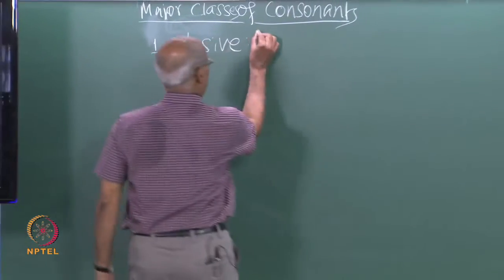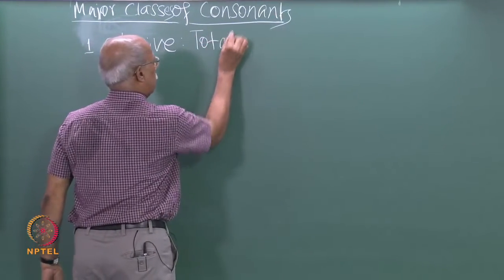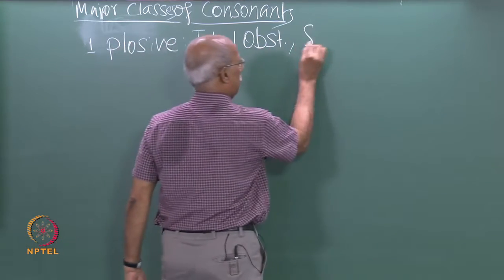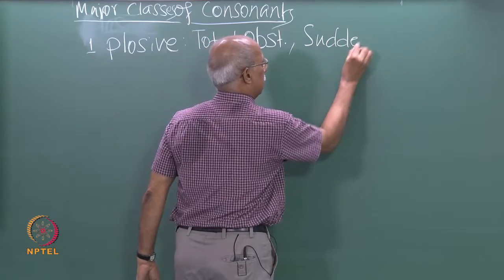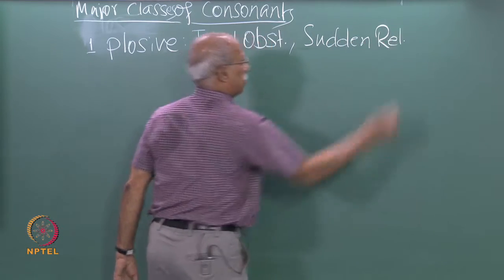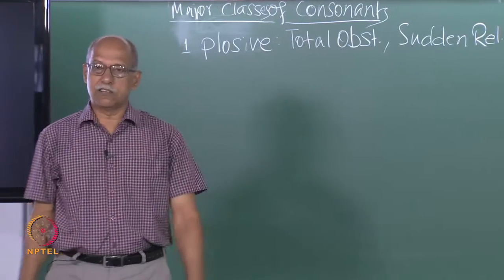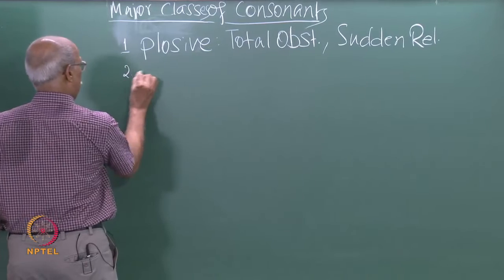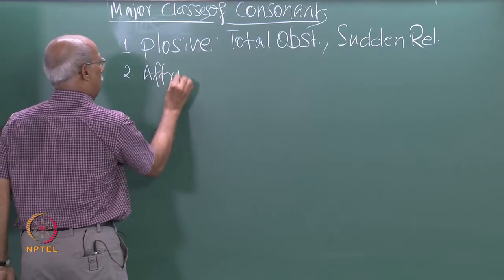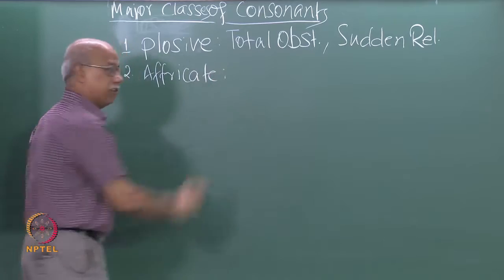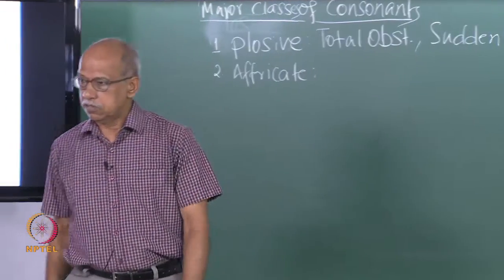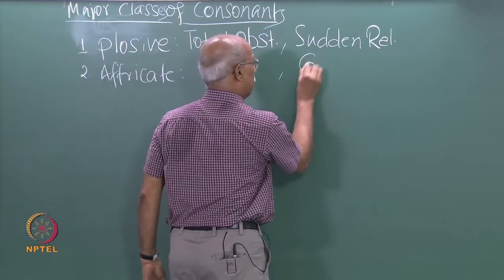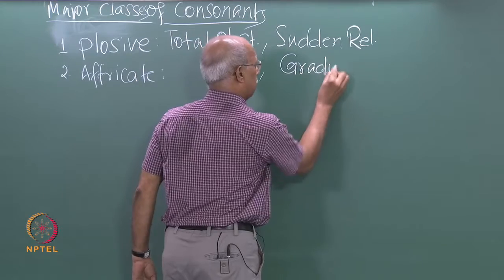Please write: total obstruction, but sudden release. Then we have a class of sounds phoneticians call affricate. How do you define affricates? What is the characteristic of an affricate sound? It has total obstruction but gradual release. Marvelous. God bless you.